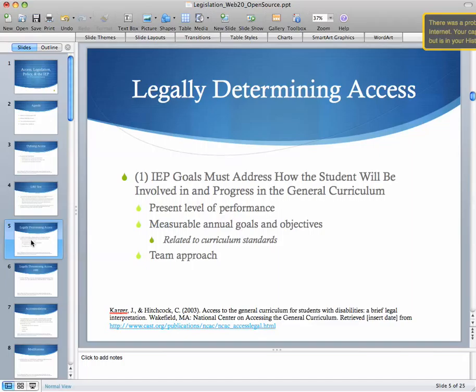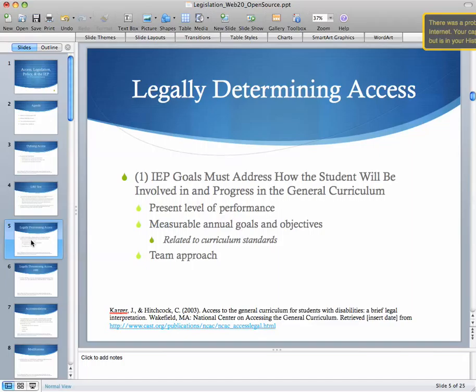First is through the present level of performance. We document where the student was performing and in the content areas that they struggle with. Also identify strengths and weaknesses. Second, we include measurable annual goals and objectives. Those goals must be related to the curriculum standards in that student's current grade. You'll also notice that the word measurable is included.